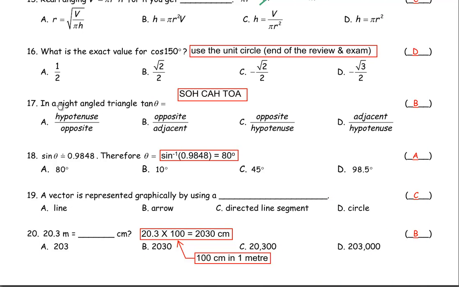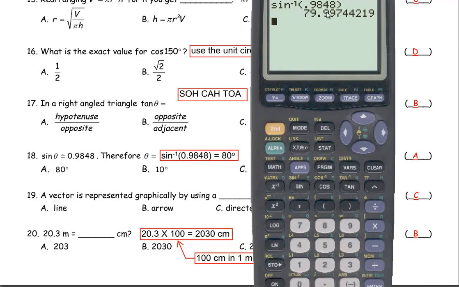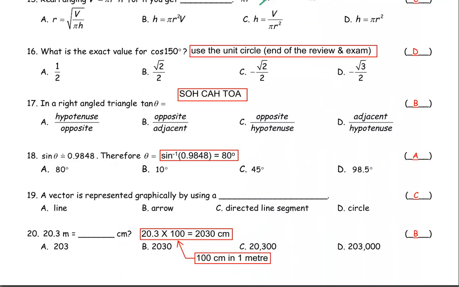For number 17, in a right angle triangle, we're asked what the tan ratio is equal to. And remember your SOHCAHTOA, tan is opposite over adjacent, which is answer B here. For number 18, we're asked to find the angle theta. We're told the sine of that angle is 0.9848. This is actually what you would punch in your calculator, the arc sine or inverse sine of 0.9848, and you should get 80 degrees. This is what it would look like in your calculator. So that's what it looks like, 79.997 degrees, so we round that to 80 degrees. It's pretty close to 80.